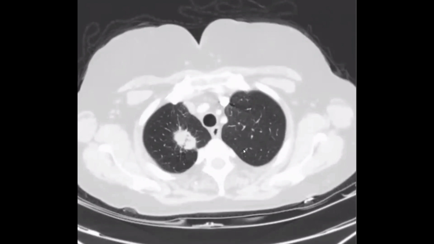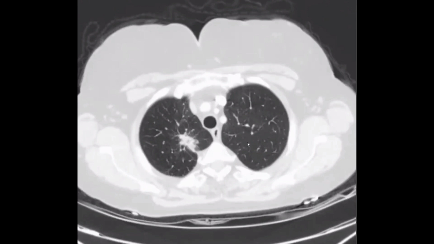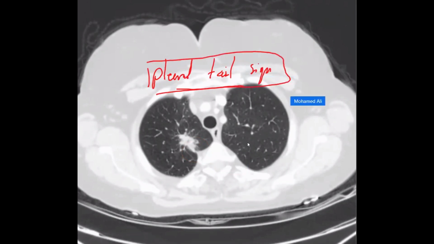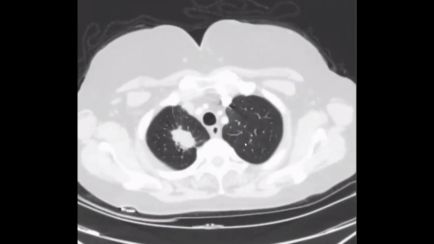Yes, you did very well in this case, really. I would like to add one tip. You said we have surrounding architectural distortion, and also pleural traction. Do you know this sign? What is the name for this sign? No, sir, I don't know. The pleural tail sign. Okay, sir. Tail sign. Thank you. One of the most important signs. Okay, thank you so much.